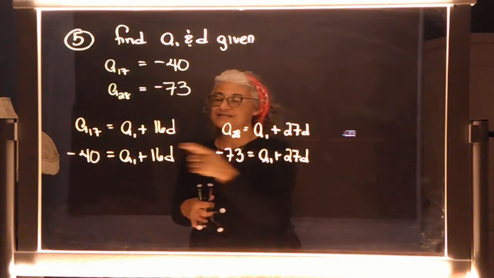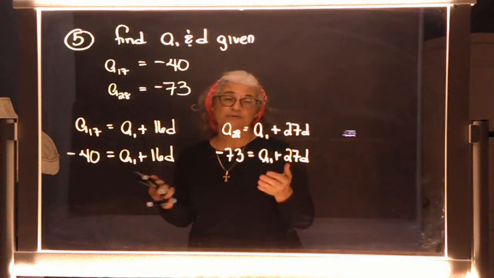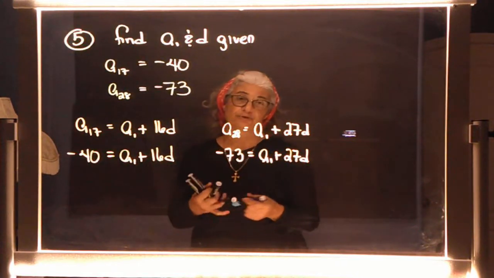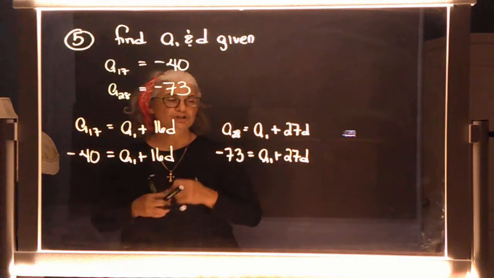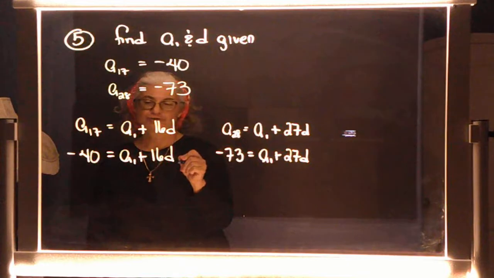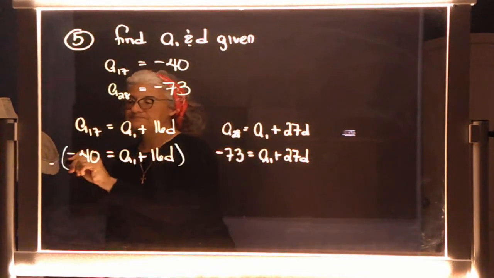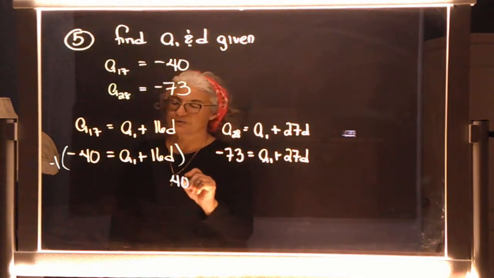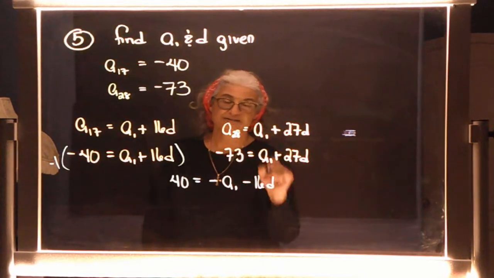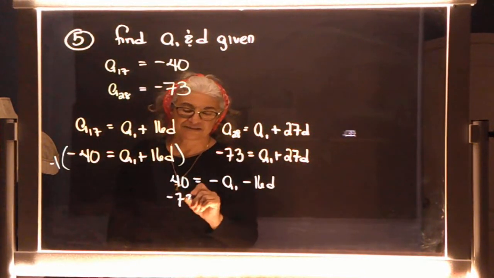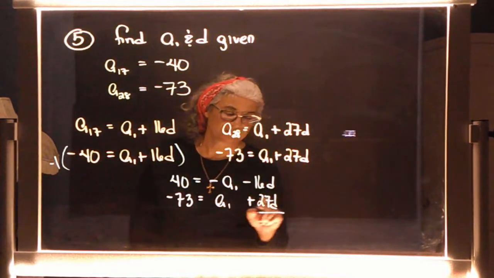I'm going to cancel out the a sub 1's because that's going to be the easier of the two variables to get rid of, which means I'm going to multiply one of these equations by a negative 1. It doesn't really matter which one I multiply by a negative 1. So, I think I am going to multiply this equation by negative 1, which means this is a positive 40 equaling a negative a sub 1 minus 16d, right? And then I have a negative 73 equals a positive a sub 1 plus 27d.